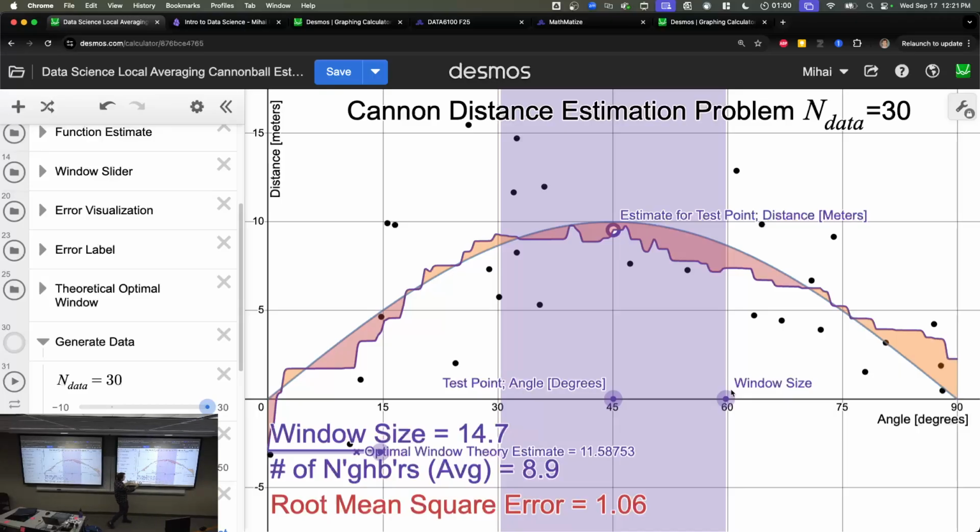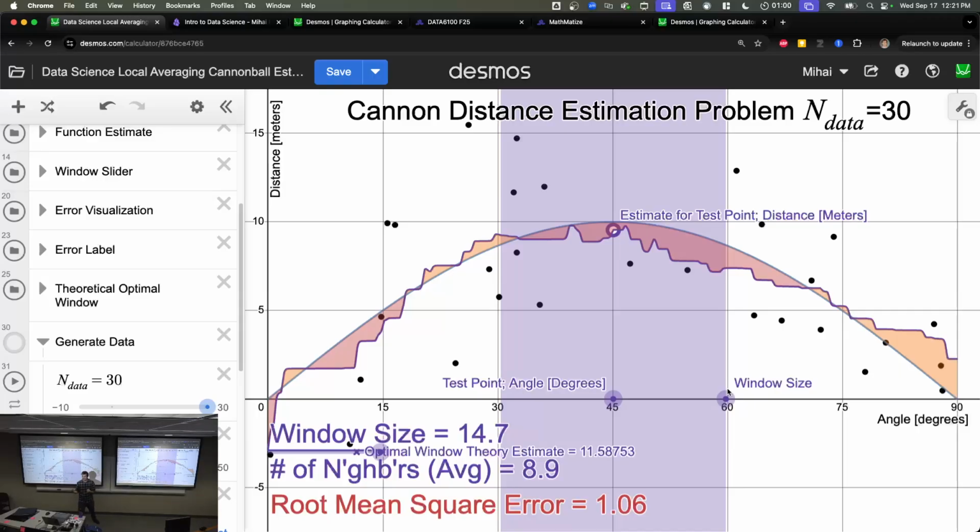But a window size of around 15 is the optimal here. We're going to go into more detail on this in a second. So is the theory perfect? No, but it gives you the right kind of sense of how big things should be. Okay, we're going to do this in more detail in a Python script in a second. But any questions or comments about this thing?